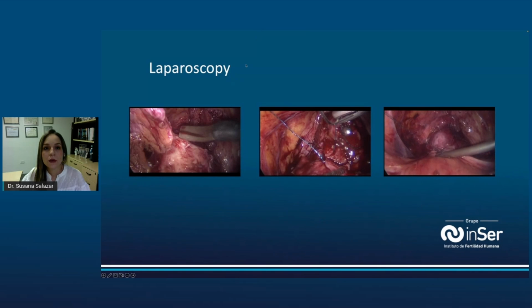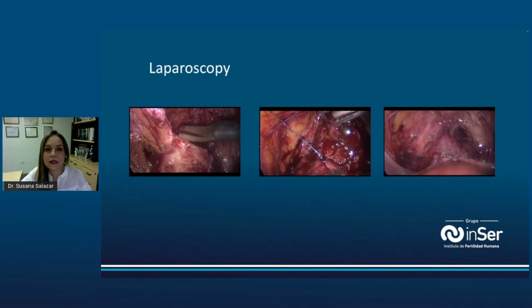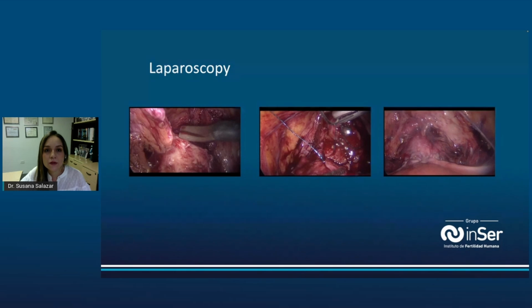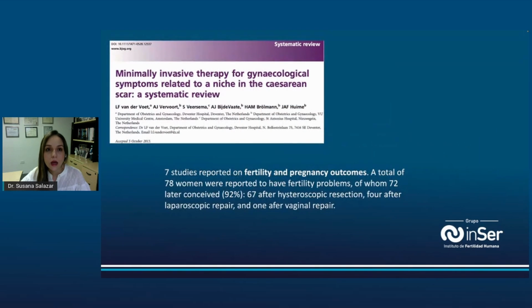A laparoscopic approach has been advocated for large defects with less than 3 millimeters of myometrium, in the presence of symptoms and the desire to maintain fertility. Laparoscopic isthmocele repair consists of the resection of the isthmocele edge in order to excise the scar tissue, closing the defect in two-layer sutures. And what about the reproductive outcomes?